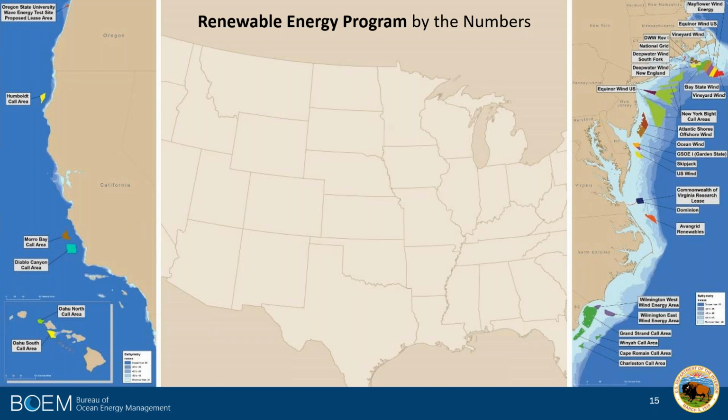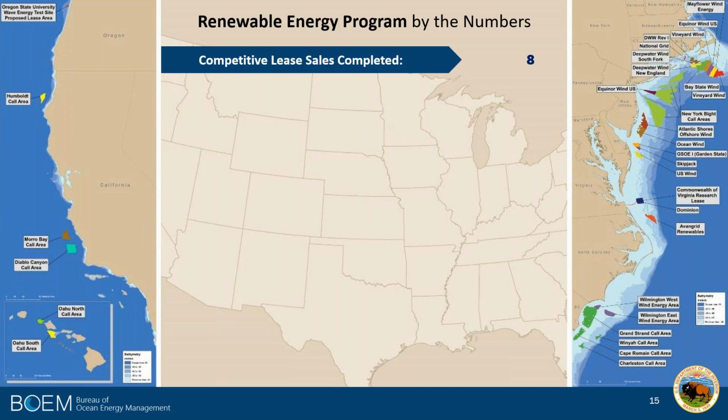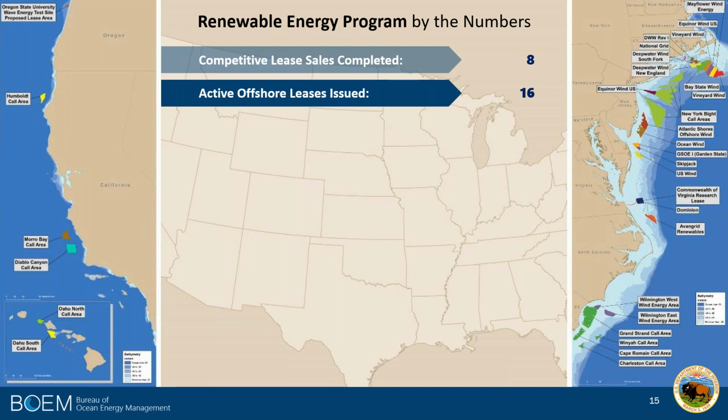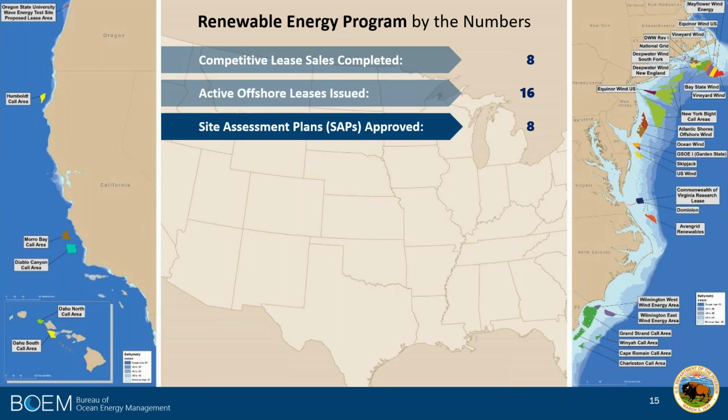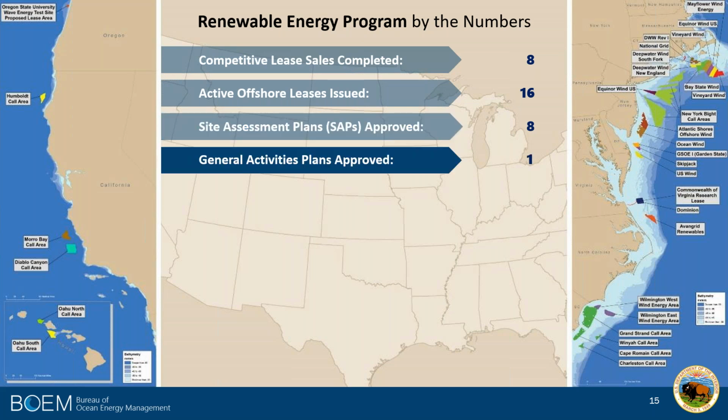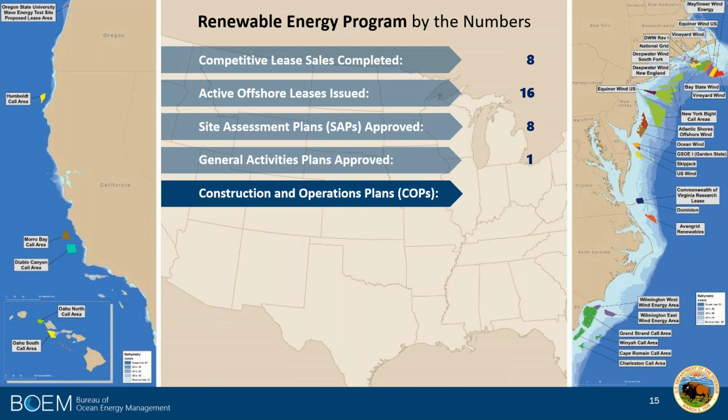Just to give you an idea of the activities that we're currently involved in. First off, we have the 8 completed lease sales. And as a result of those lease sales, we have 16 active offshore leases that have been issued, all of them on the East Coast. We've approved 8 site assessment plans, and we have approved 1 general activities plan, which is essentially a construction and operations plan for a research project, which is what the CVOW project is.